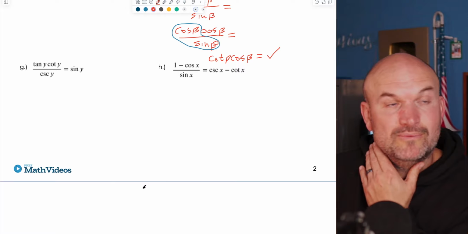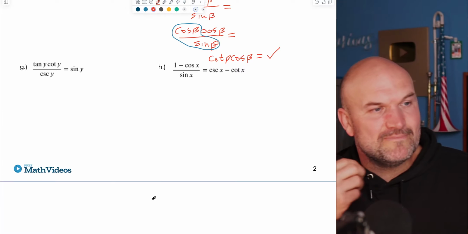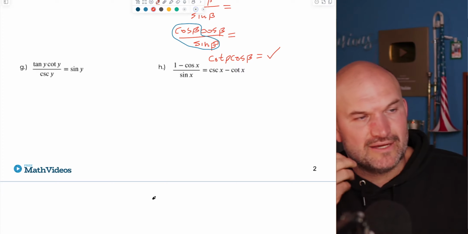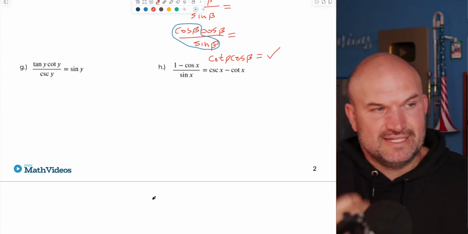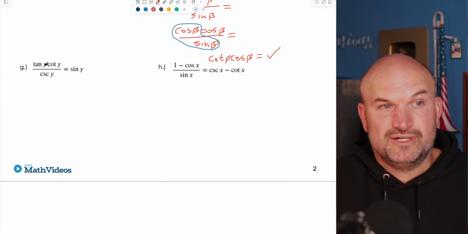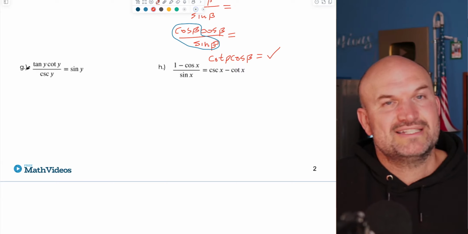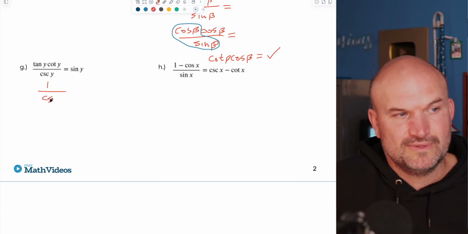All right, now we got some fractions. All right, some good old fractions. Well, you know what? Before this, I recognize, what do we know about tangent of y times cotangent of y? They're reciprocals of each other, so this is actually kind of easy. So I know that's just going to multiply to 1, right? So I don't need to do anything crazy over here.